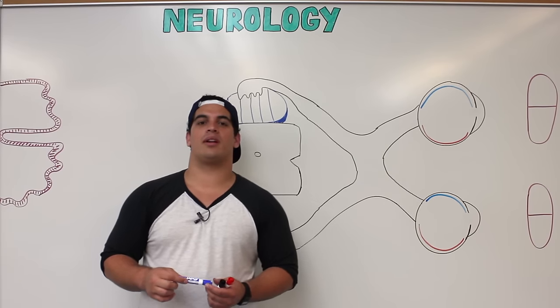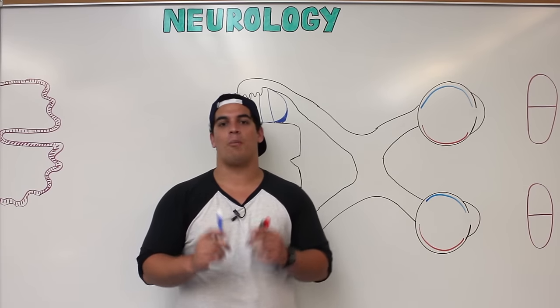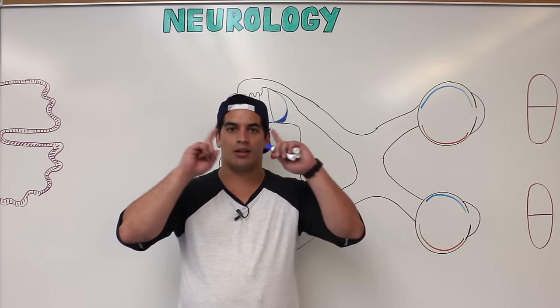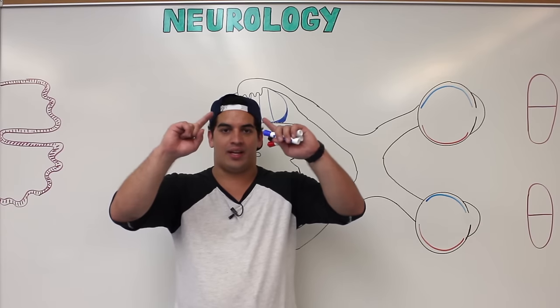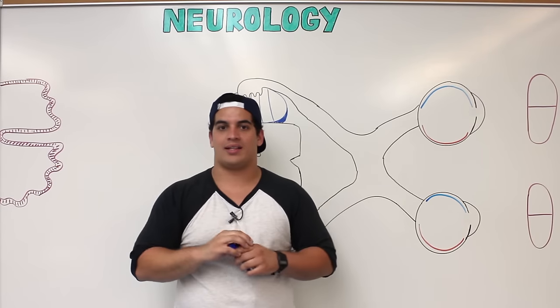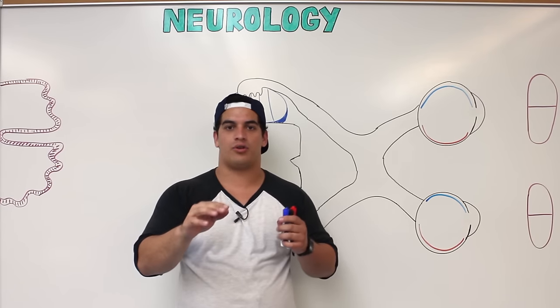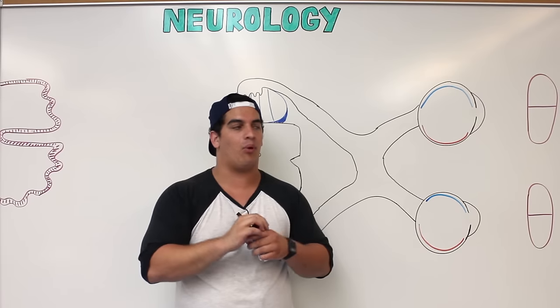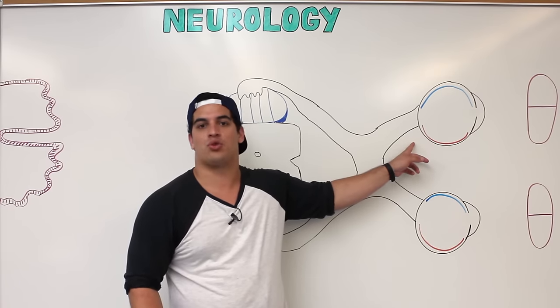Hi, Ninja Nerds. In this video, we're going to talk specifically about the visual pathway. We're going to take how the light hits the retina, and take it through the optic nerve and all the other different processes. If you have already watched our video on the phototransduction cascade, that's going to be very important that you do that before we get into this visual pathway.